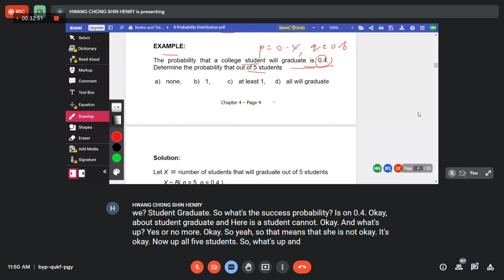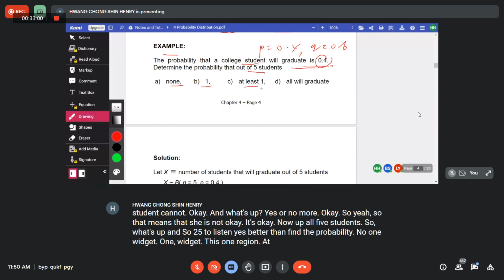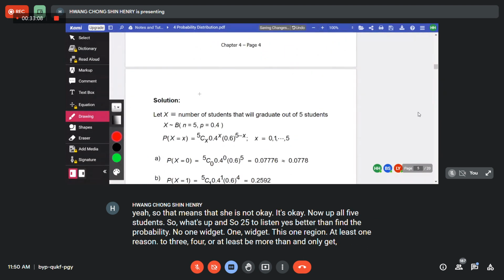Now, out of 5 students, so what's your n? 5 students. So we take 5 students as an experiment. Find the probability no one graduates, 1 graduates, at least 1 graduates. At least 1 means what? 1 student, 2, 3, 4. At least means minimum 1 of them. And all will graduate. Okay, ready?